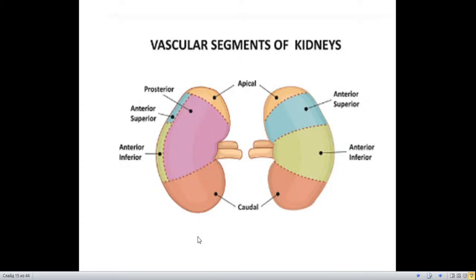On this presentation are presented the vascular segments of the kidney. You can see apical segments, caudal segments, anterior inferior segments, anterior superior segments, and posterior segments. Reflect please this schematic picture on your notes.